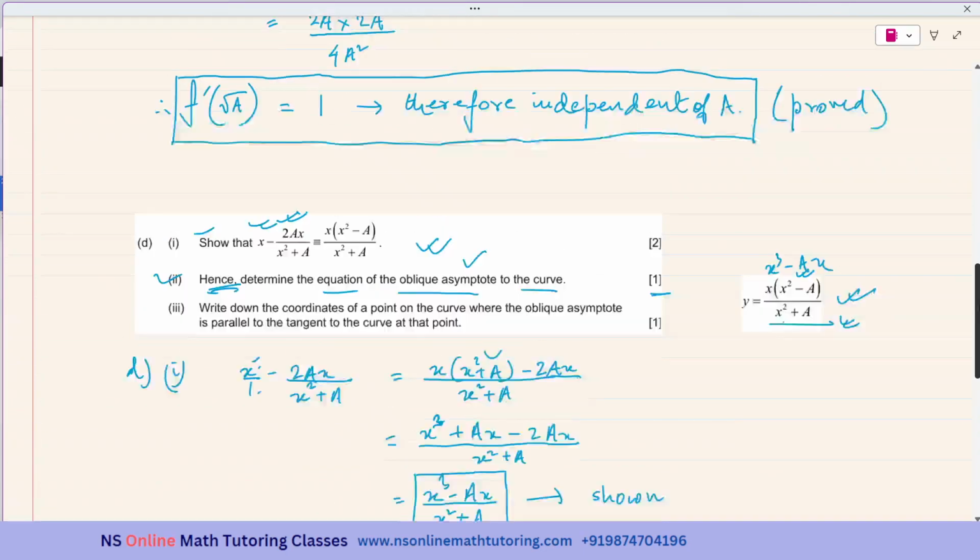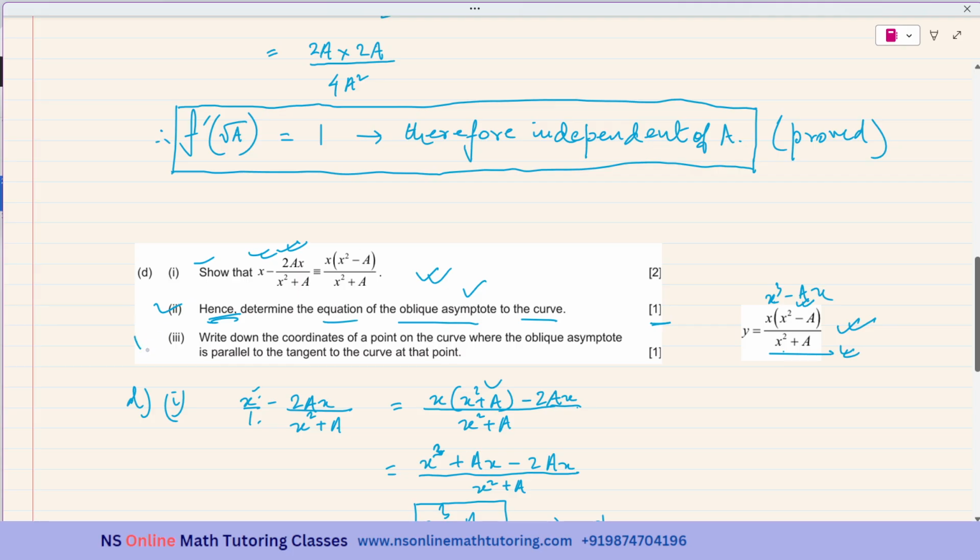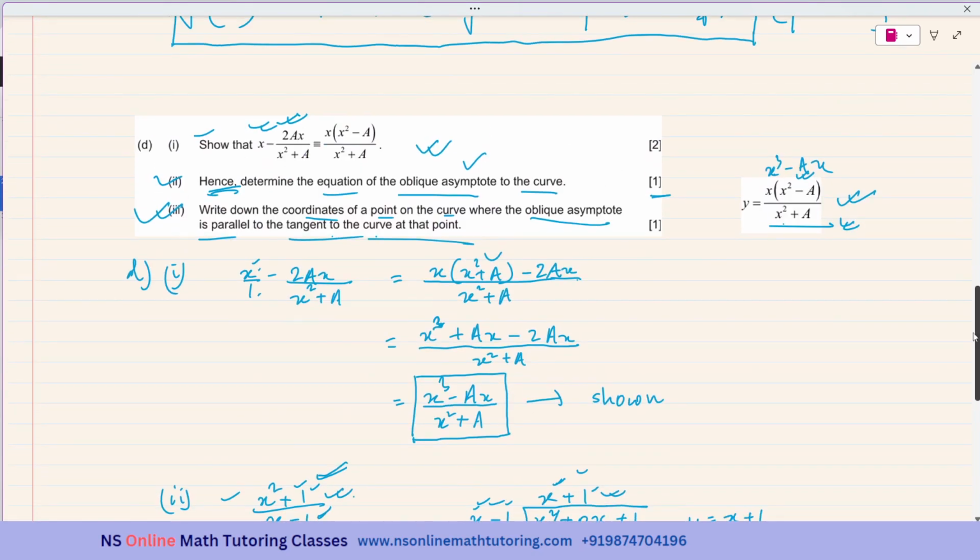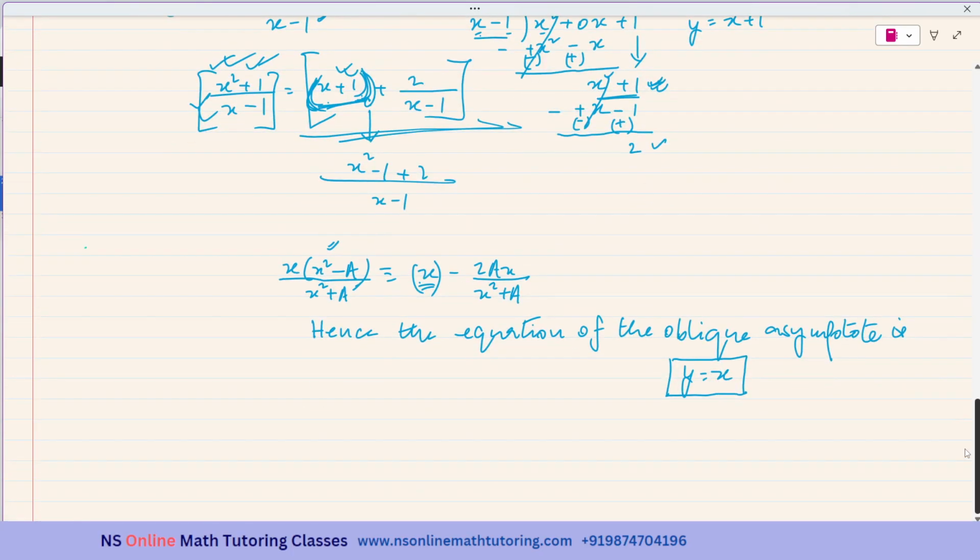Okay, write down the coordinates of a point on the curve where the oblique asymptote is parallel to the tangent to the curve at that point. Since these two lines will be parallel, the oblique asymptote and the tangent will have the same gradient. And what is the gradient of the oblique asymptote? The gradient of the oblique asymptote is 1.